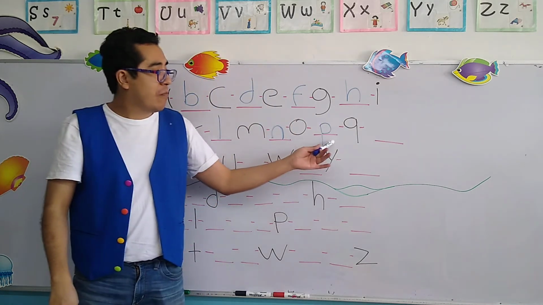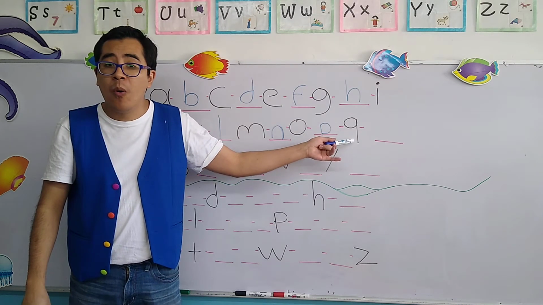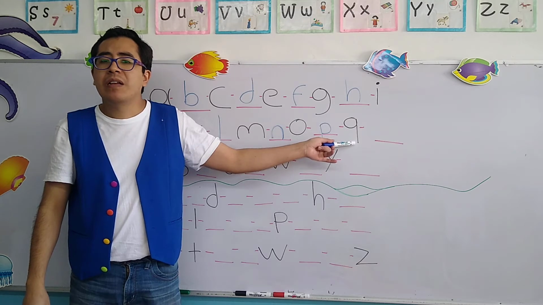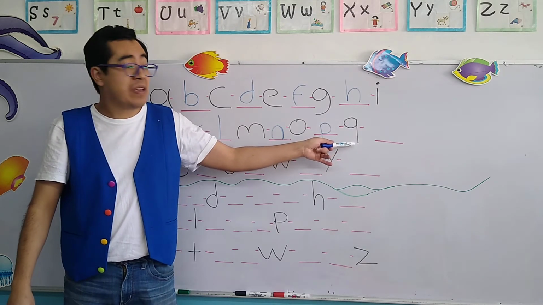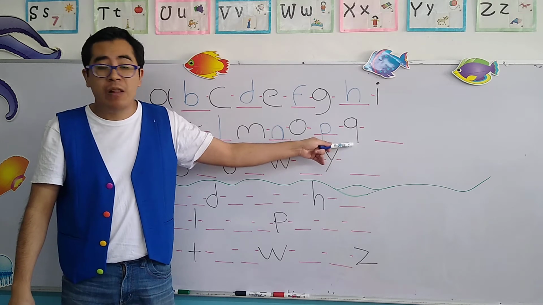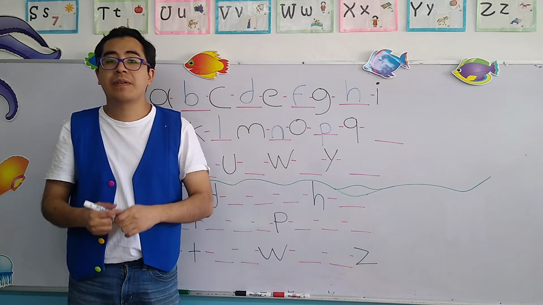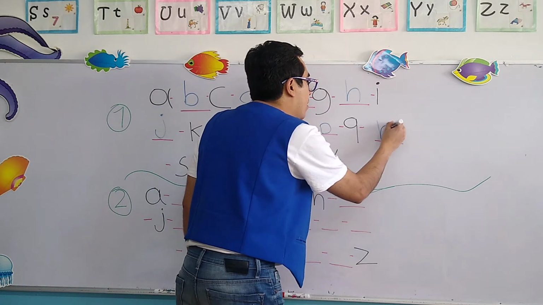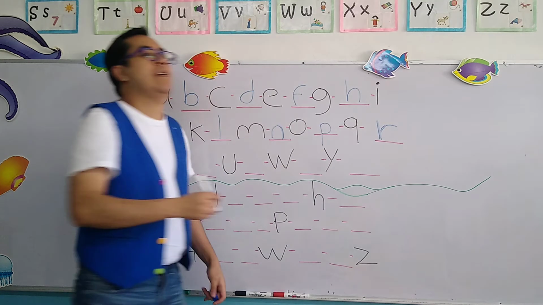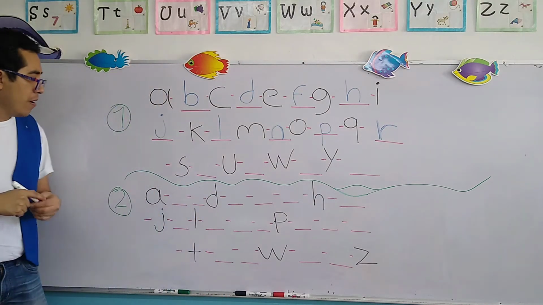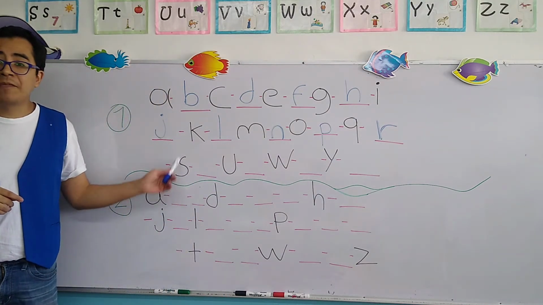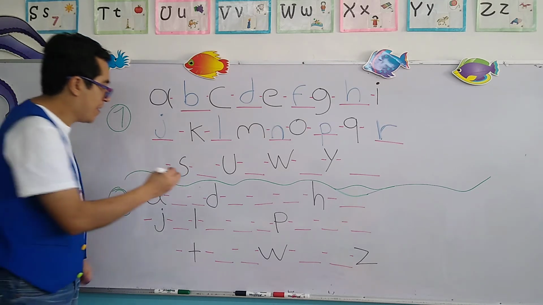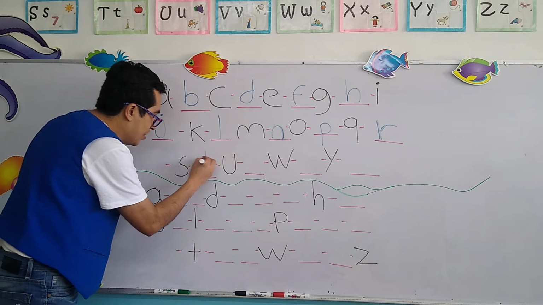After small p, we have small q, okay, of quail. Do you remember what is a quail? La codorniz, very good. After small q of quail, what's the next letter? R. Letter R. Okay? Now, after small r, small s. After small s, small t. Okay, very good. Small t.